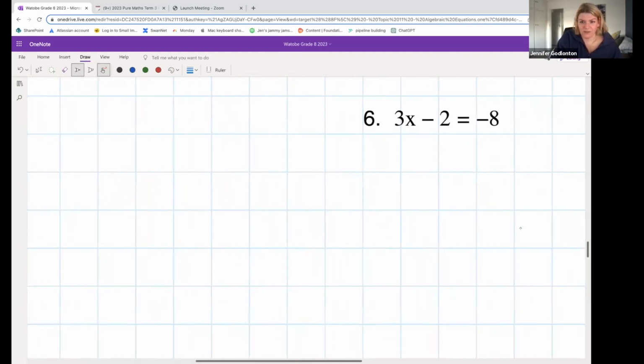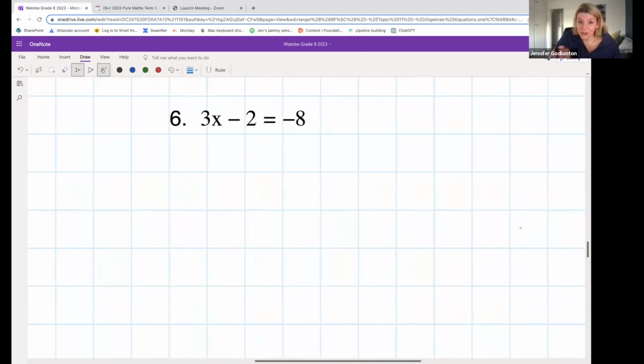Let's give this one a try. So I want you to be super careful again. Think about what you're doing. As you're moving over the equal sign, think about each step. We're trying to figure out what our answer for x is going to be.